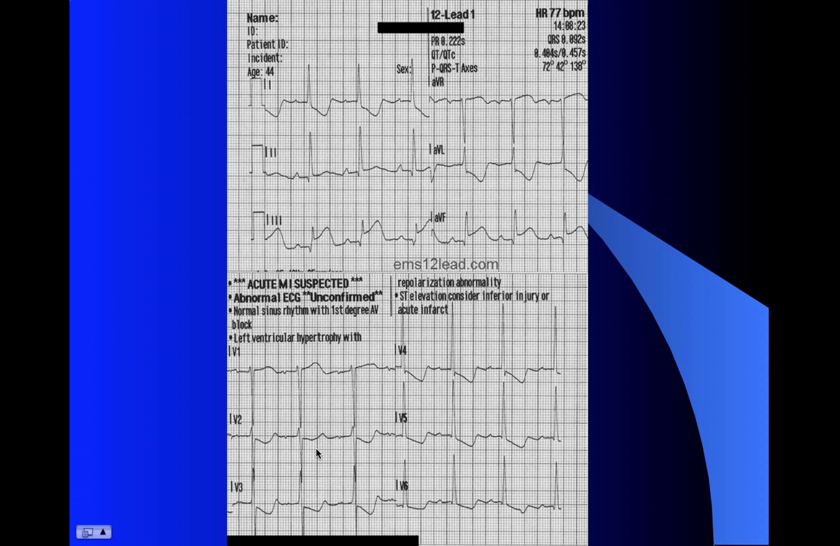And we're seeing the same thing in maybe 2, 3, 4. So that makes me think, well, I think we have elevation on top of our baseline pattern in inferior leads and then depression in the anterior leads. That looks maybe like an inferior MI to me, or inferior posterior. And in fact, that is what's happening here. And you see the Marquette algorithm caught it. Acute MI suspected. It says LVH, which is true, and then on top of that, acute MI. So that's not bad.